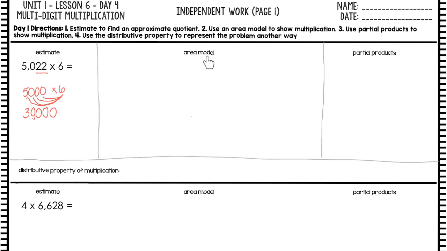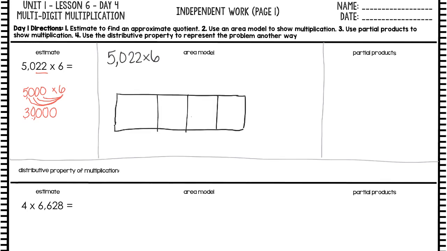All right, let's do our area model. Because this is a 4-digit number, I know that I'm going to first write out my problem again. 5,022 times 6. And I see that I have 4 digits here. So my area model is going to have 4 parts. We've got the ones, the tens, the hundreds place, and the thousands place. And then we're going to multiply that by our digit 6.